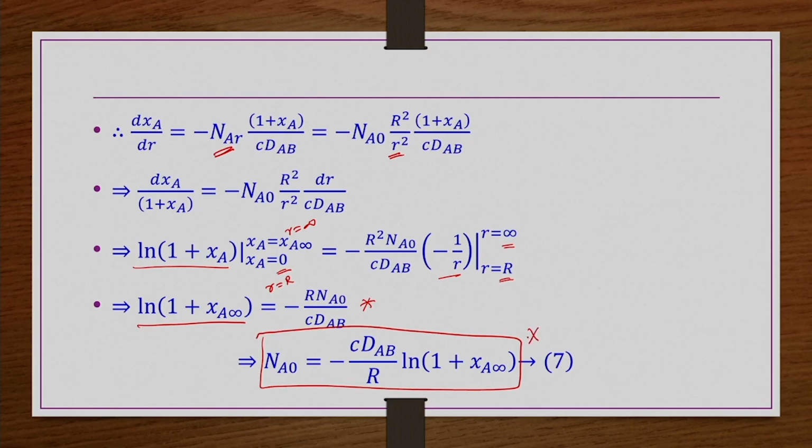This equation is in its final, usable form, because C would be known for a given system, D_AB would be known a priori for a given system, and the radius of the initial particle is known. ln(1 plus x_A infinity) is given, and even R as a function of t we know. So this equation is the final equation for N_A0. Now, once N_A0 is known, N_B0, dR by dt, etc. can be easily found.